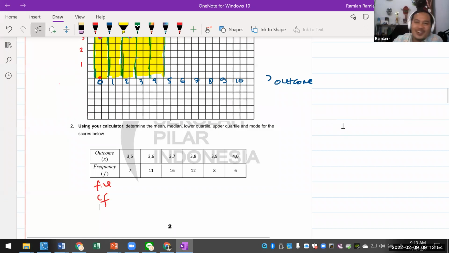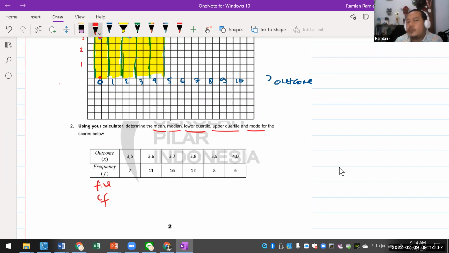Of course, the calculator is advanced. Okay, I'm going to skip number 2 because it's basically the same thing as number 1. You only need to find the mean, median, quartiles, and mode. You've done this before, but for this one the table is not vertical but horizontal, though actually it's the same thing.